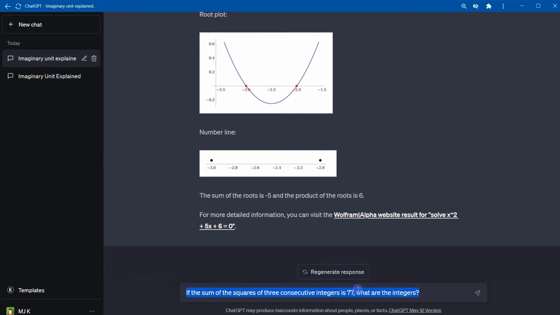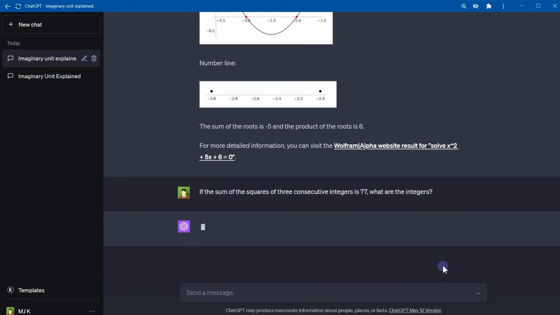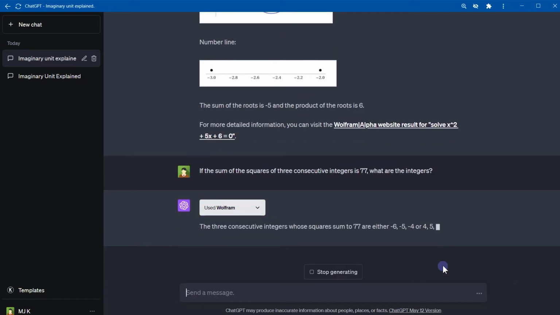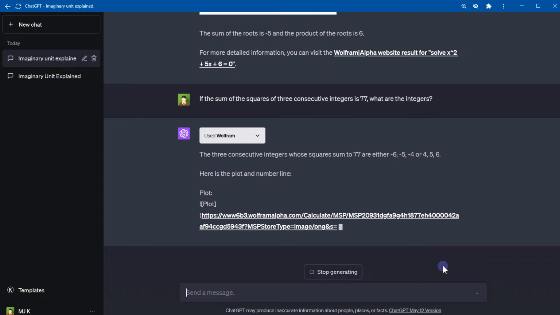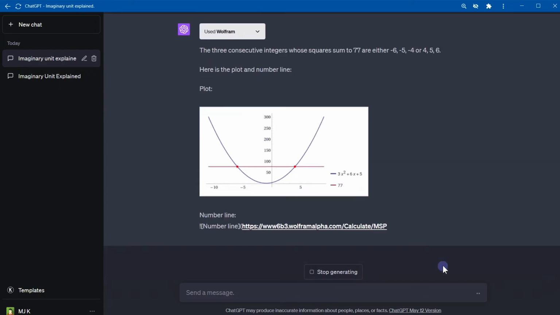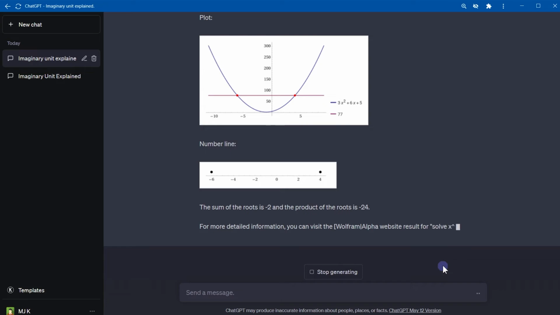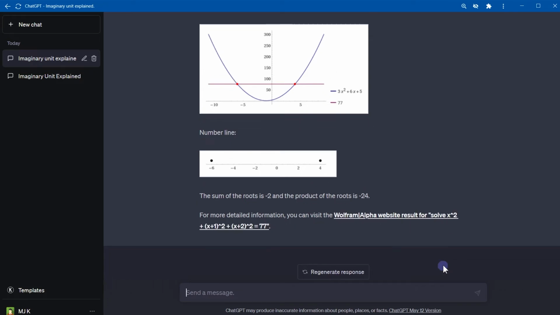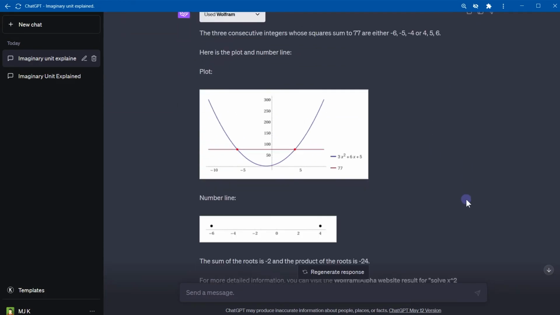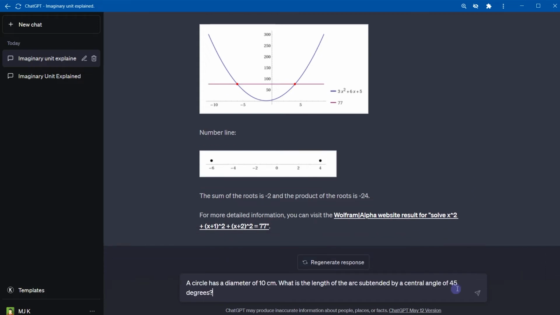Here is another question. If the sum of the squares of three consecutive integers is 77, what are the integers? Here is another question. A circle has a diameter of 10 centimeter. What is the length of the arc subtended by a central angle of 45 degrees?